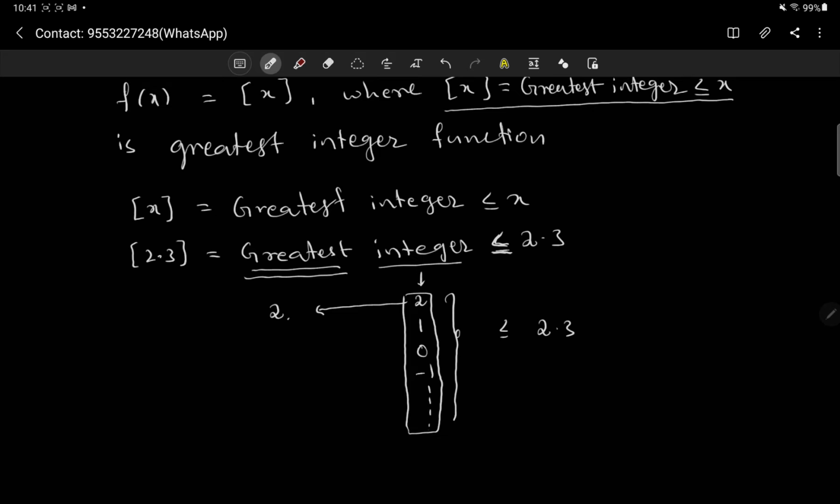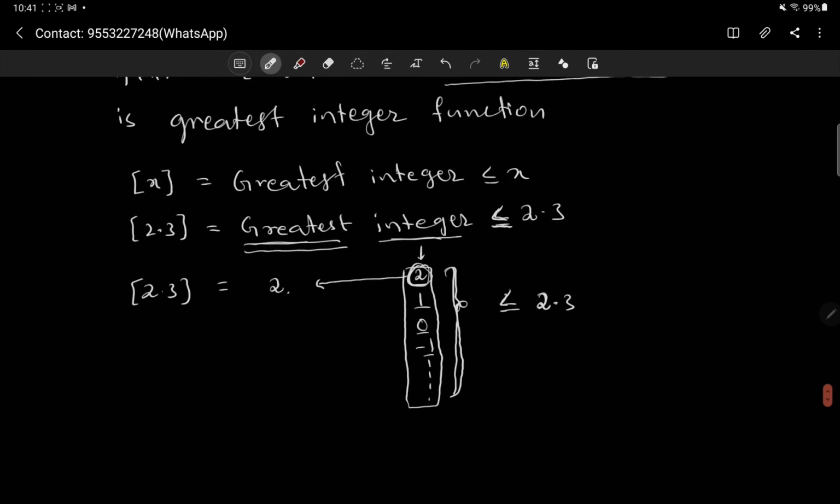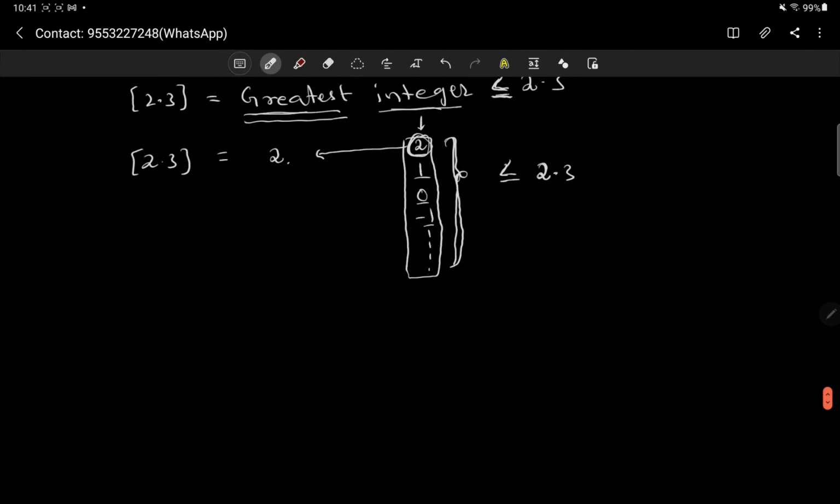So finally this statement gives us 2. Why? 2 is the greatest one of all these integers, which are all less than or equal to 2.3. So that's why 2 can be taken as the result. Therefore step of 2.3 is equal to 2. Okay. I am giving some examples. Step of 3.5, in the same way, you will get 3.